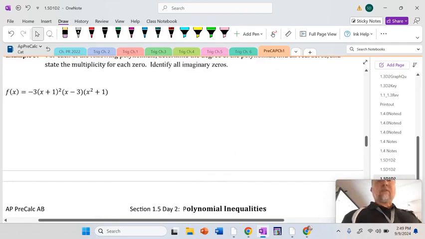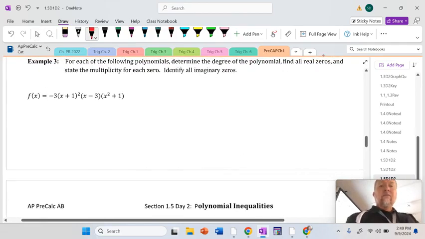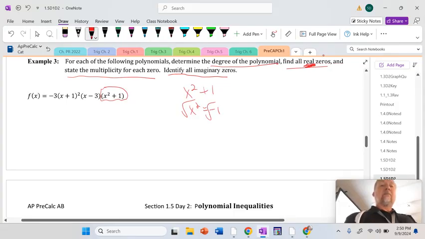And then this is what I promised for the last few minutes of the video. For each polynomial, determine the degree of the polynomial, find all real zeros, and state the multiplicity for each zero. Then identify my imaginary zeros. Well, here's the imaginary. When I set this equal to 0, I get x squared equals negative 1. There you go. There's that i number. So what this means is there'll be no x-intercepts. But I'll show you what might happen. You're not responsible for this, by the way. You are responsible for these.